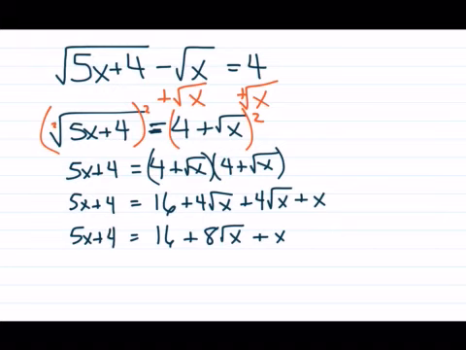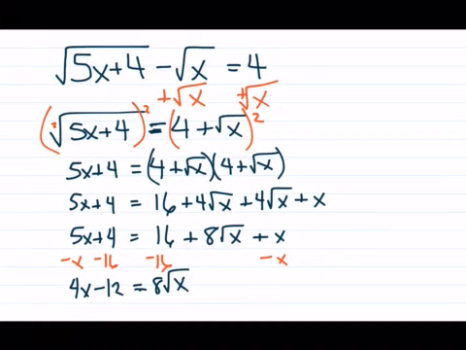Now you'll notice on the left side that I have no other radical, but now I have a radical on the right. So what are we going to do? We're going to isolate that radical. So we're going to subtract 16 over to here, subtract x over to here, and that'll give me 4x minus 12 equals 8 root x. Okay, now I could divide both sides by 8 to really isolate the radical, but if I divide by 8 to the other side, that's going to give me fractions, and I'm not a real fan of that. So I'm going to go ahead and leave it there. When something's being multiplied by the radical, we can handle them pretty easily.